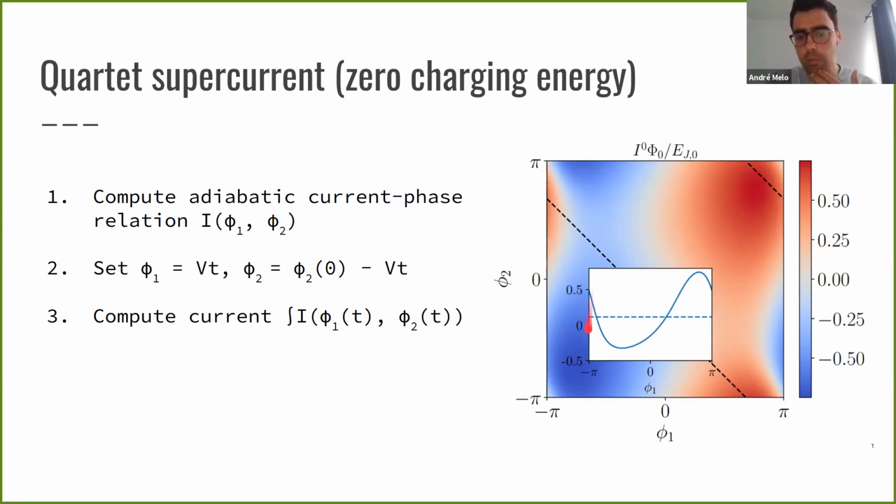And so this is exactly what I'm plotting here in this inset. I'm showing the current along this particular line for some choice of offsets, and the dashed line here indicates the average. So you see that it does have a finite positive average, meaning that we get quartet supercurrent.